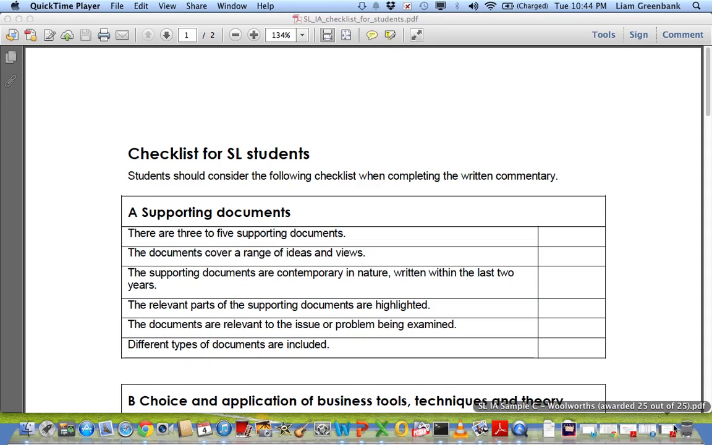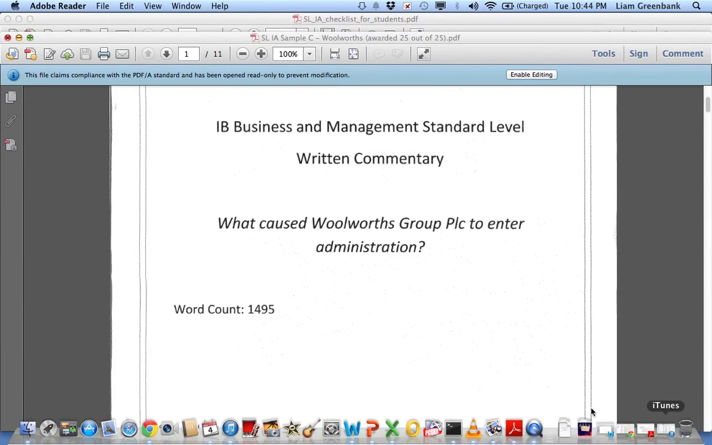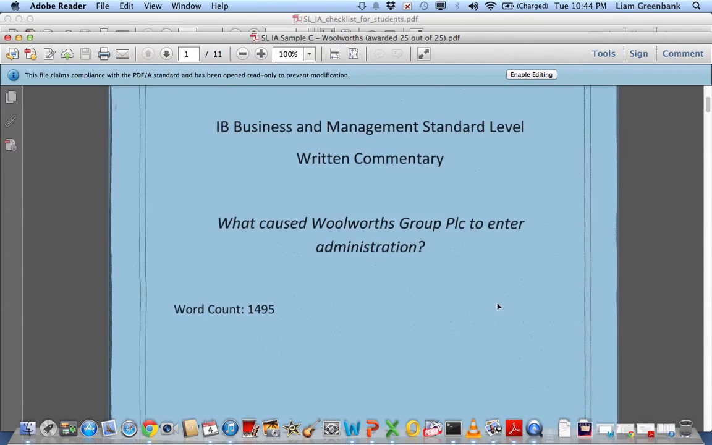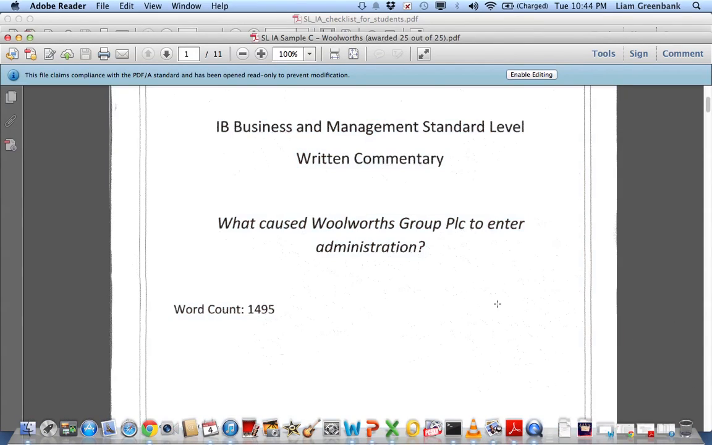If I look at an example one then, here, so this particular IA was carried out on the company Woolworths. Most of you are probably, well, maybe aware of Woolworths, but they went out of business a few years ago, so maybe some of you haven't heard of them. So this one, again, backwards looking question: what caused Woolworths Group PLC to enter administration? Okay, so what led up to them eventually going out of business?